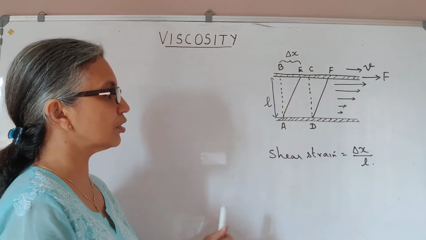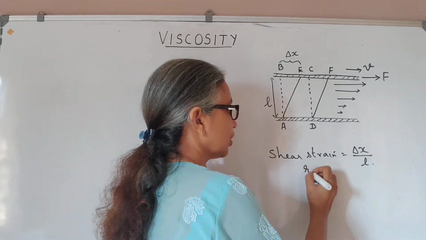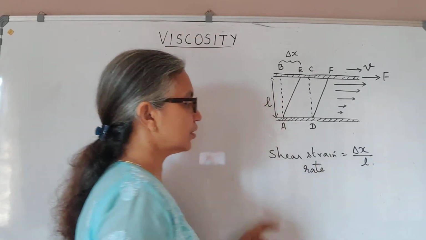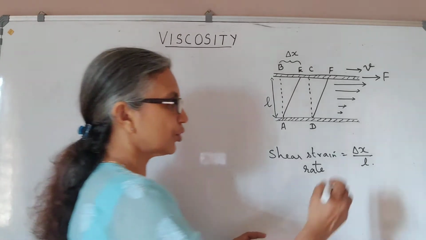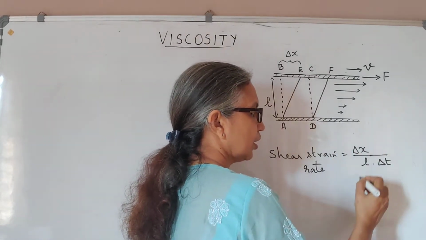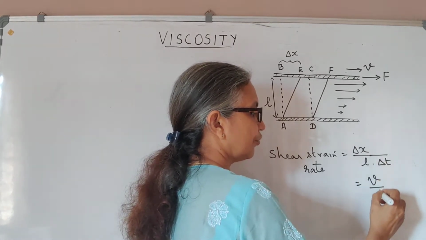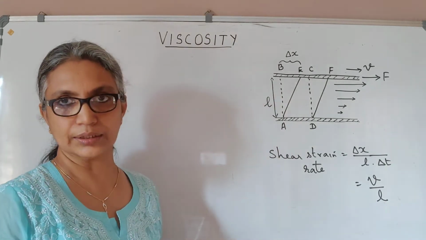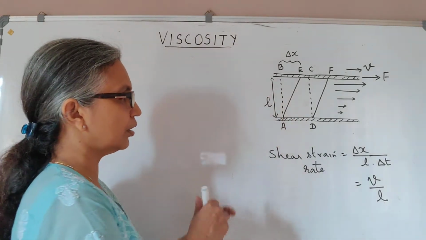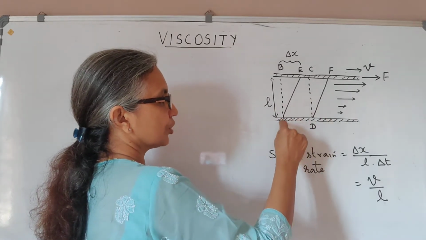And therefore it's important not to just discuss the shear strain, but to talk about the shear strain rate, which is the shear strain in unit time, which means you will have delta x by L divided by delta t, and delta x by delta t is the velocity, so that is v by L, the shear strain rate.